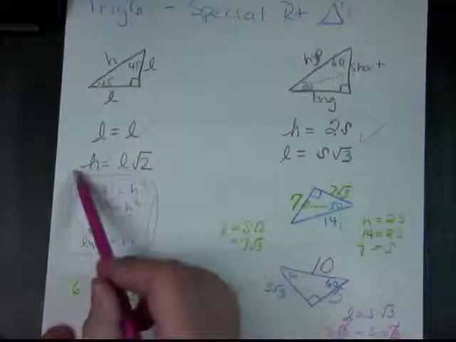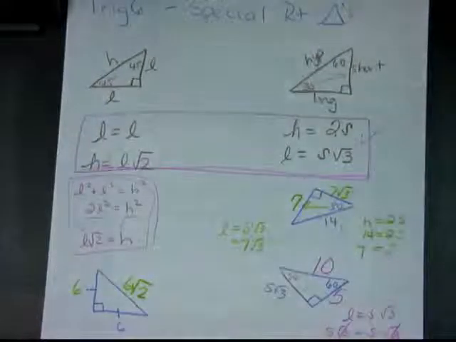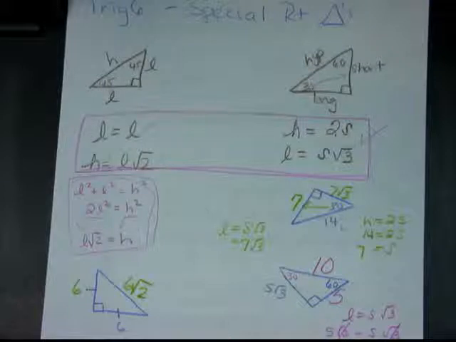Once you know those properties and you have this memorized, and you need to memorize it because you are going to do tons and tons of work with that this year and next year, you need to really, really be clear on what it is to be a 45-45-90 and a 30-60-90. And that's trig 6.